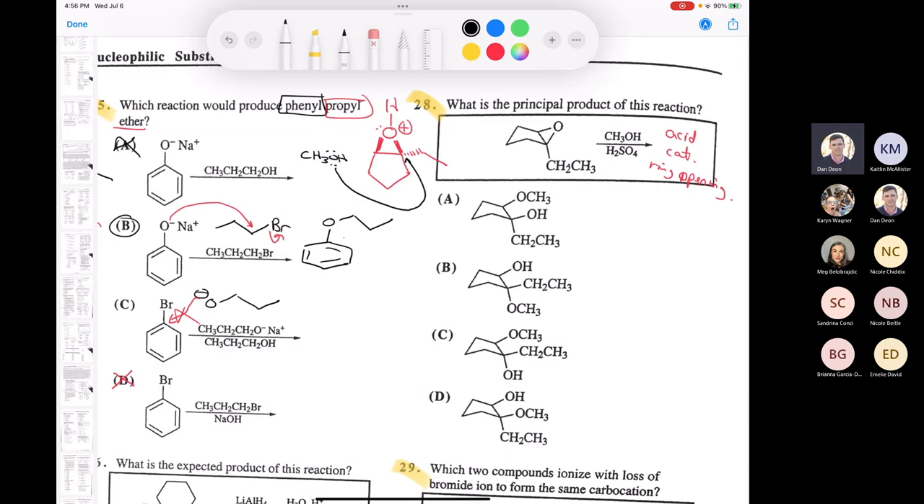So what that means is that the only possibility is D or A, because you end up with the alcohol on the opposite side of the ethyl group. Here you've got a methoxy opposite to it, and here you have a methoxy opposite to it. So, oops, did I put it in the wrong spot? Hold on.